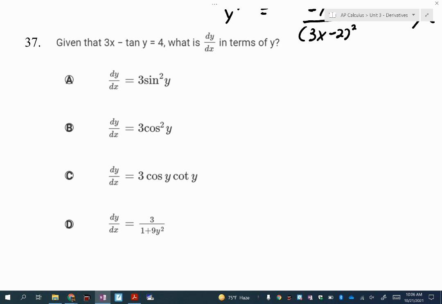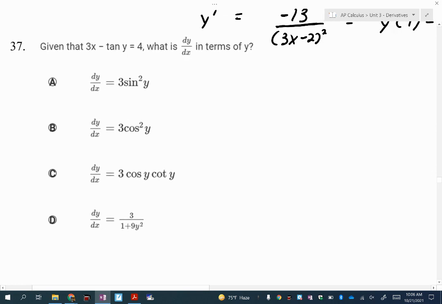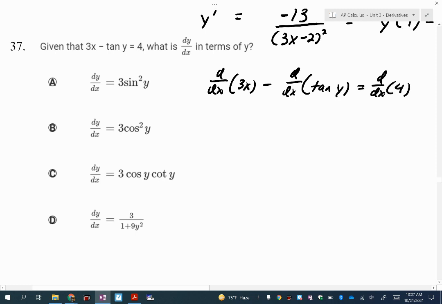The reason that implicit differentiation exists is because, if you look at number 37, you'll notice we have our y and our x on the same side. So I'm going to take the derivative of all of these terms. And this will be a little simpler after you have watched the lesson on implicit differentiation. So to find dy/dx, I'm going to do d/dx of 3x minus d/dx of tangent of y equals d/dx of 4. So you're taking the derivative of all three pieces.